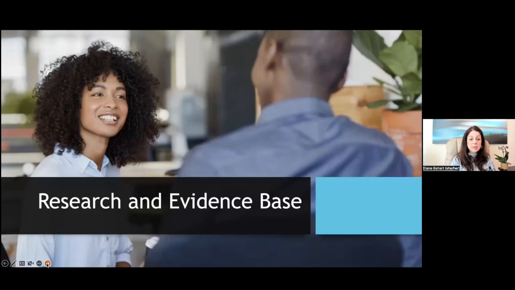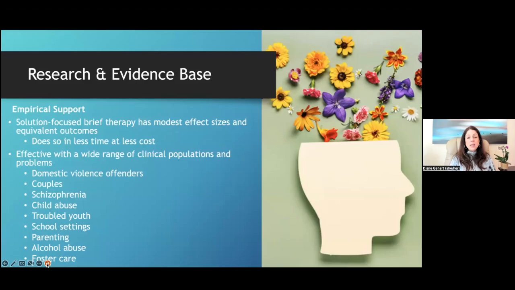Looking at the research and evidence base. So there is good and actually a rapidly growing evidence base for solution focused therapy. It has modest effect sizes and is equivalent to most other approaches. Typically, though, you're going to have the same effect size, but in less time and less money. So you'll see there are a lot of people who like that. Wow, the same outcomes for less money and less time. Oh, let's go solution focused.